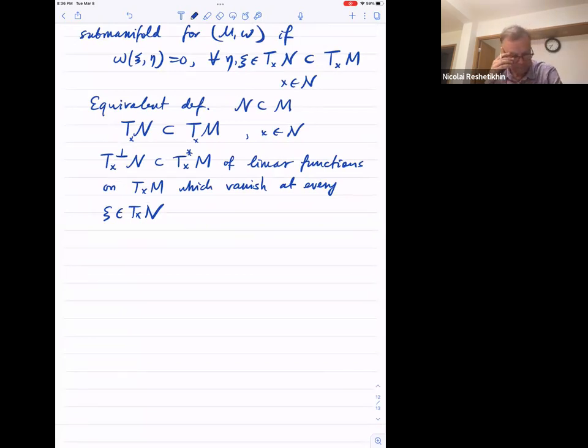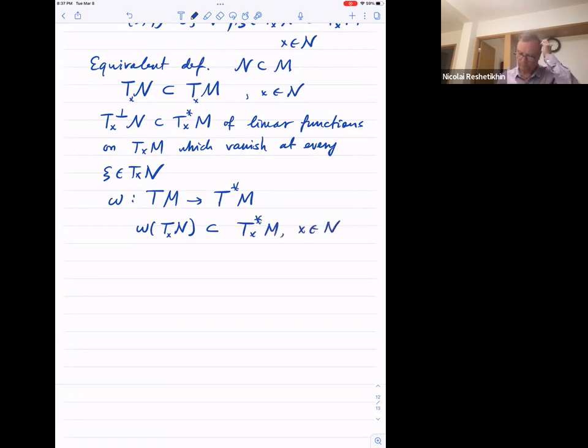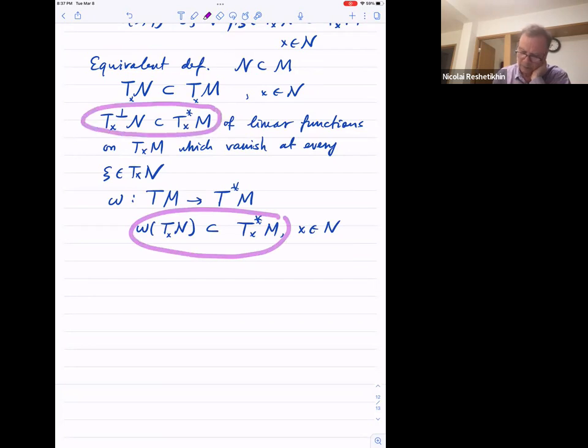Okay. So we have this, and we also have, since we have the symplectic structure, a mapping of the tangent bundle to the cotangent bundle, and we have the image of the tangent bundle to N. So we have this subspace. And so we have two subspaces in the cotangent space. And they can be completely arbitrary, or they can be ordered by inclusion.